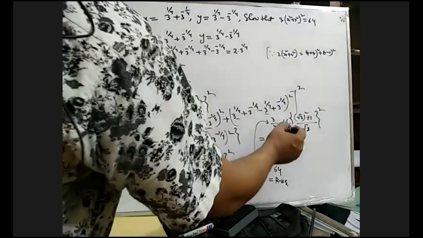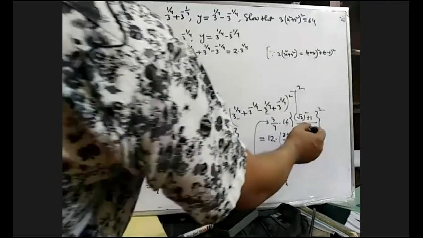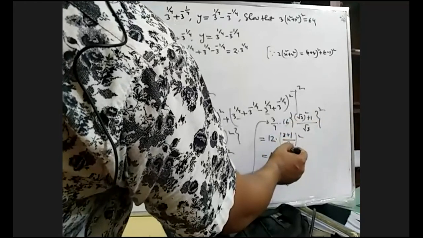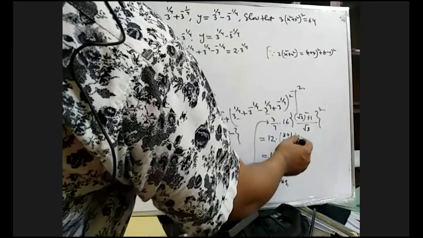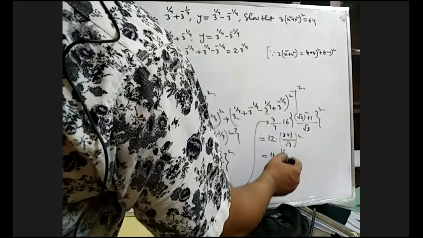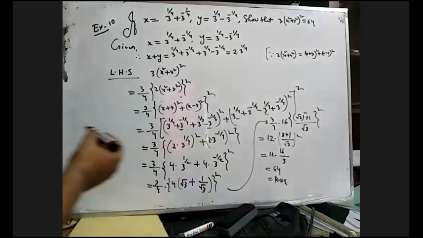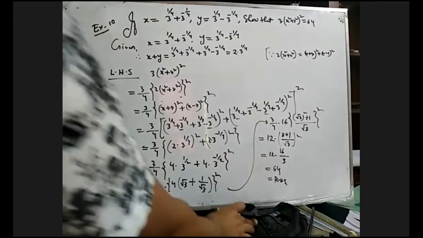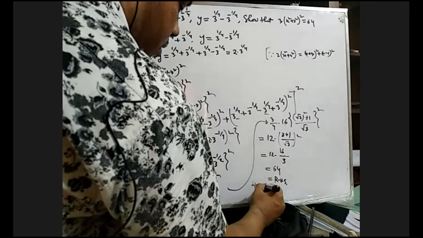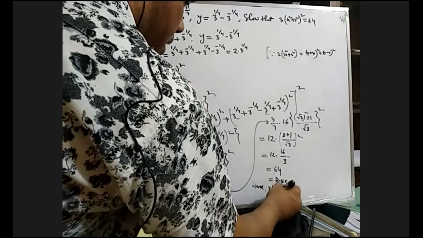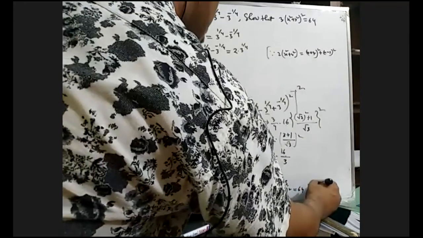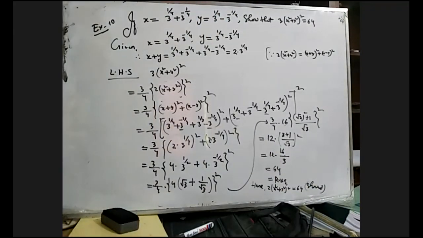4 square means what? 16. So taking LCM root over 3, we get (root over 3 whole square plus 1) divided by root over 3. But root over 3 whole square means what? 3, plus 1, divided by root over 3 square. So 4 square means 16 and root 3 whole square means 3. Just cutting 3, 12 by 3, what? We get 4. 4 multiply 16, what? 64. This is the right hand side. Hence 3 into (x square plus y square) whole square equals to what? 64. This is the final result for you.